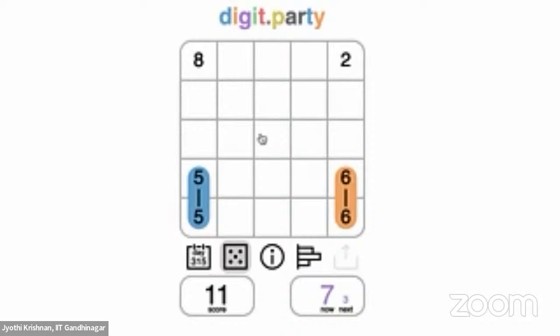Shall I put the 7 in the middle? I could do that also. I don't want to put it next to my other numbers. I want to give some space. So I'm going to put the 7 here. I put the 3 here.